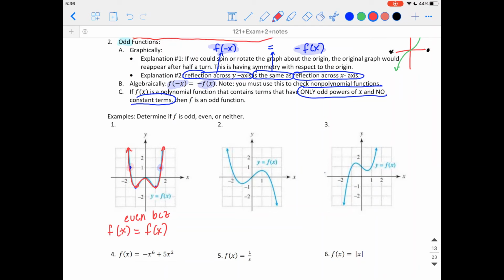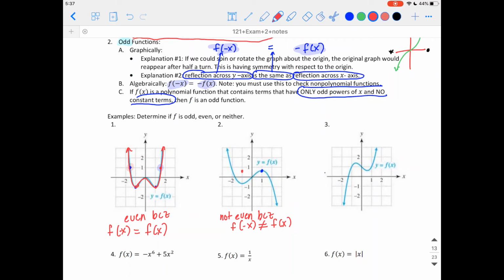Number 2. So let's do the same process here. If I were to reflect this point right here across the y-axis, I would end up somewhere right here. So right then and there, I know that this is not even. So this is going to be not even because the reflection across the y-axis is not the same as the original function. I did not end up on top, superimposed of the original function.